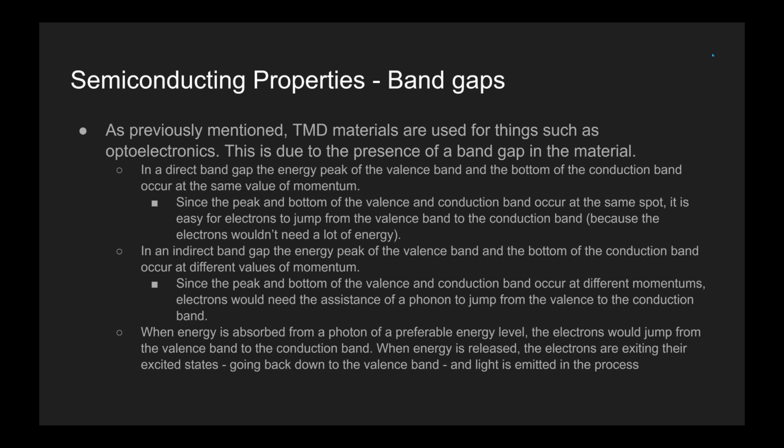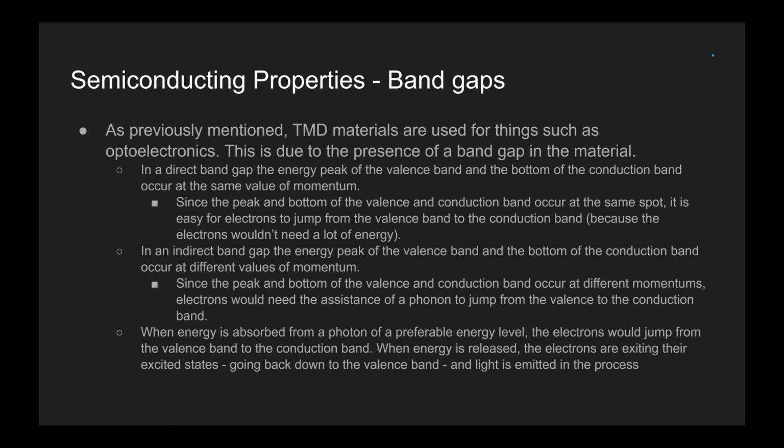As previously mentioned, TMD materials are used for things such as optoelectronics. This is due to the presence of a band gap in the material. Band gaps fall under two categories: direct and indirect. In a direct band gap, the energy peak of the valence band and the bottom of the conduction band occur at the same value of momentum. Since the peak and bottom of the valence and conduction band occur at the same spot, it is easy for electrons to jump from the valence band to the conduction band, because the electrons don't need as much energy.